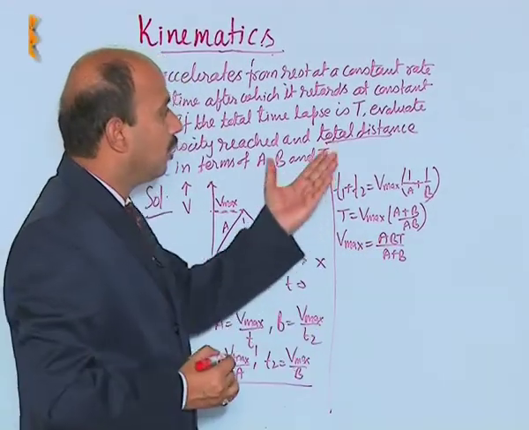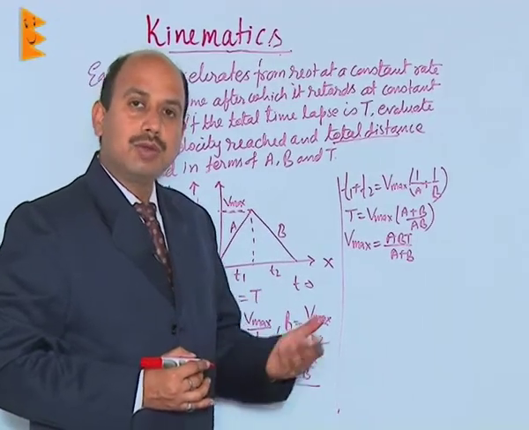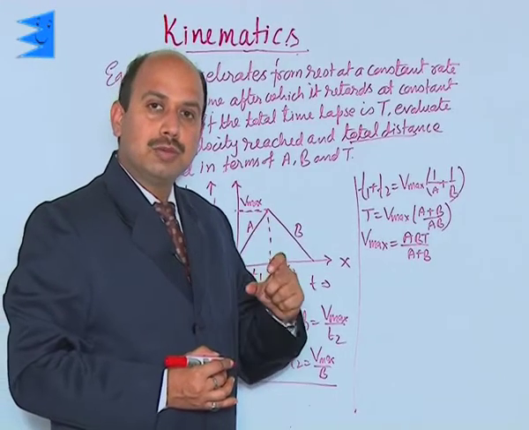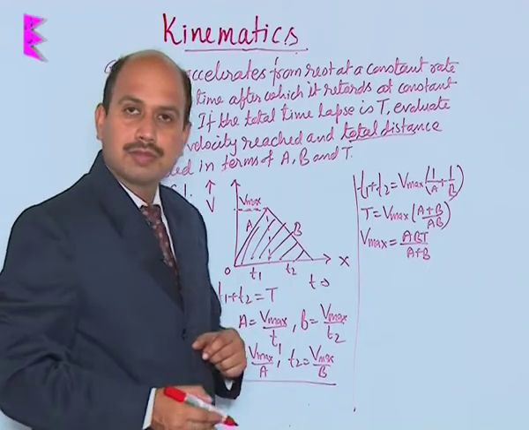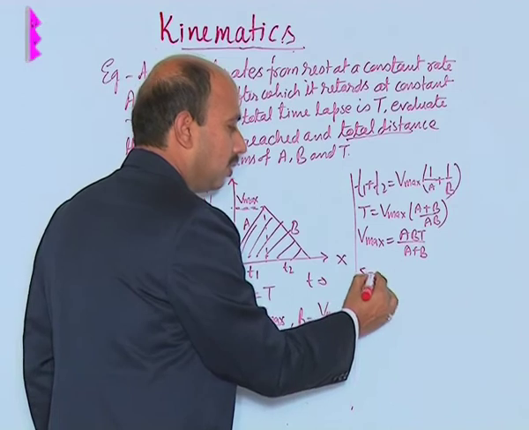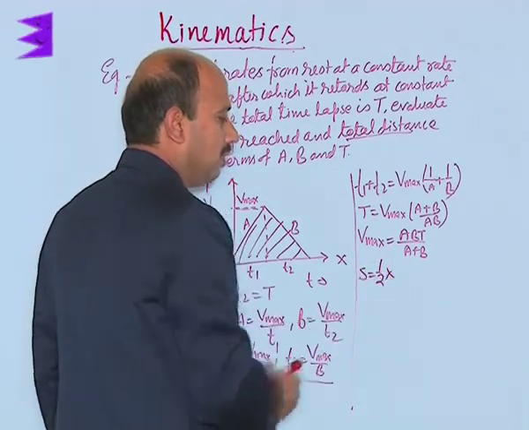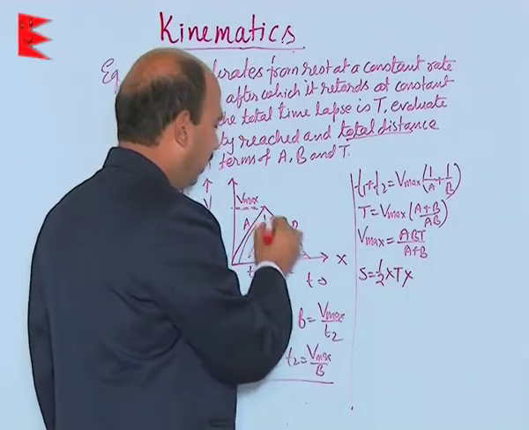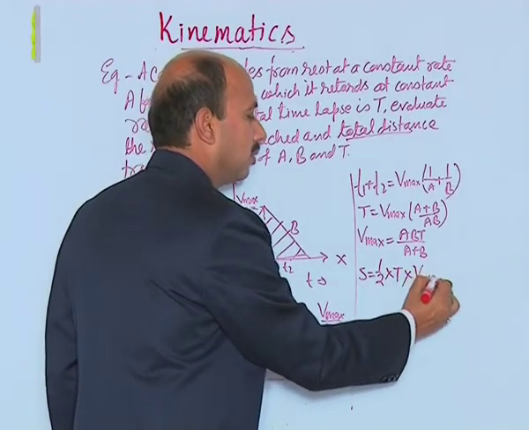Now we have to calculate the total distance. If you have a velocity time graph and you want to calculate the total distance, you just have to calculate the area enclosed with the time axis. So this is the area enclosed with the time axis, just a triangle. So we can write distance s is equal to half of, this is a triangle, so base is the total time lapse, that is t, and height is the maximum velocity, so we can write v max.